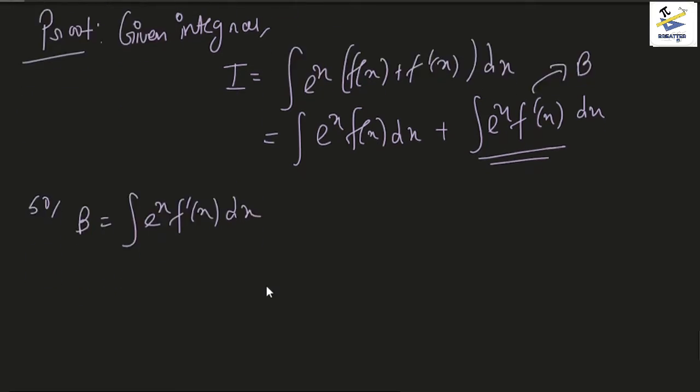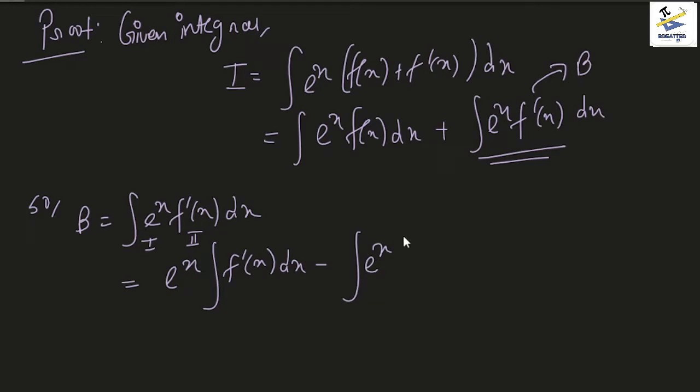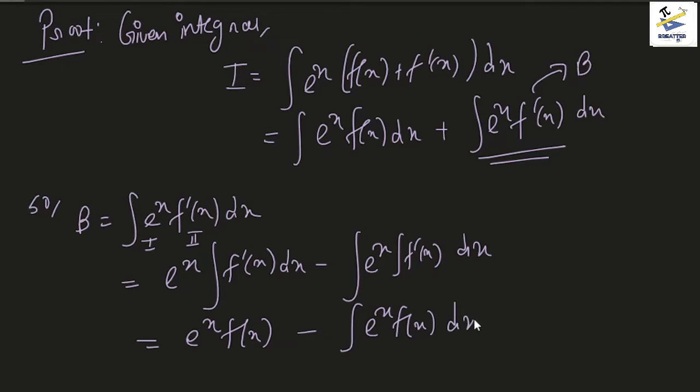If you apply integration by parts here with e to the power x as the first function and f dash x as the second function, what you get is e to the power x into f dash x dx minus the derivative of e to the power x, which is just e to the power x, and the integral of f dash x, and then a dx outside, right? Now we know that the integral of a derivative is just the function itself, so it just becomes e to the power x into f of x minus the integral of e to the power x into f of x dx, right?